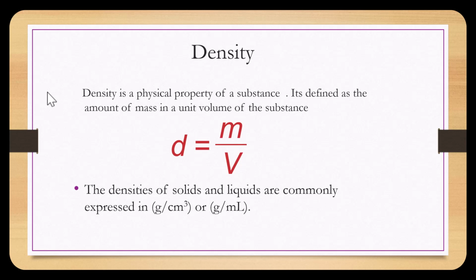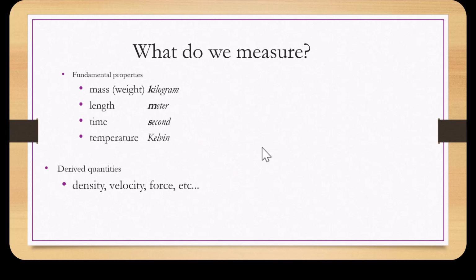Density is a physical property of a substance. It's defined as the amount of mass in a unit volume of the substance. The densities in solids and liquids are commonly expressed in grams per cubic centimeter or grams per milliliter. Some of the fundamental properties that chemists measure include mass, length, time, and temperature. Derived quantities of measurement include density, velocity, and force.